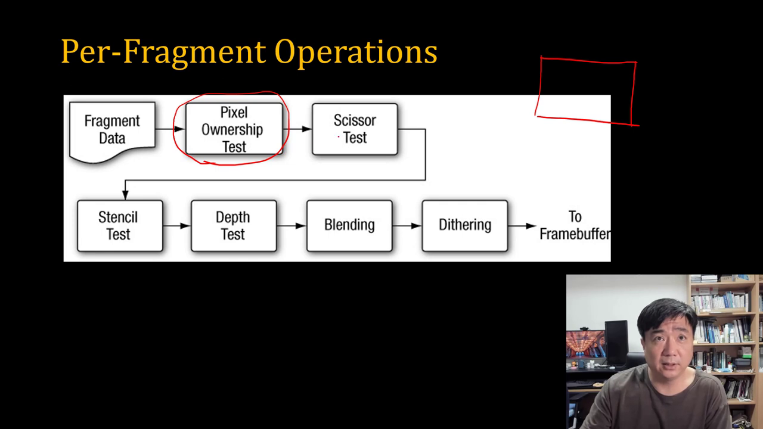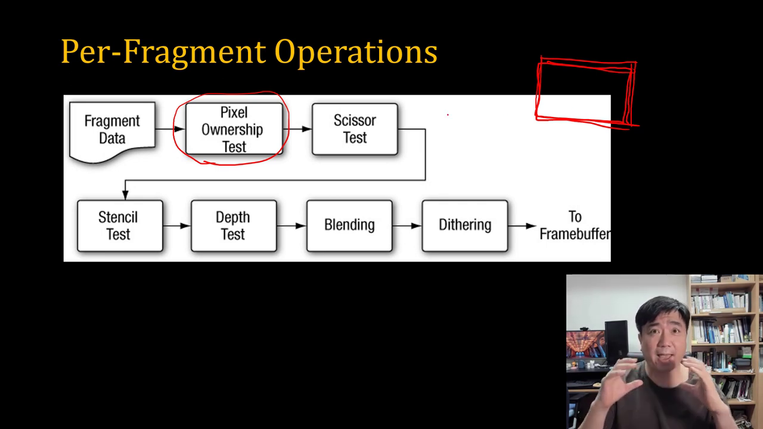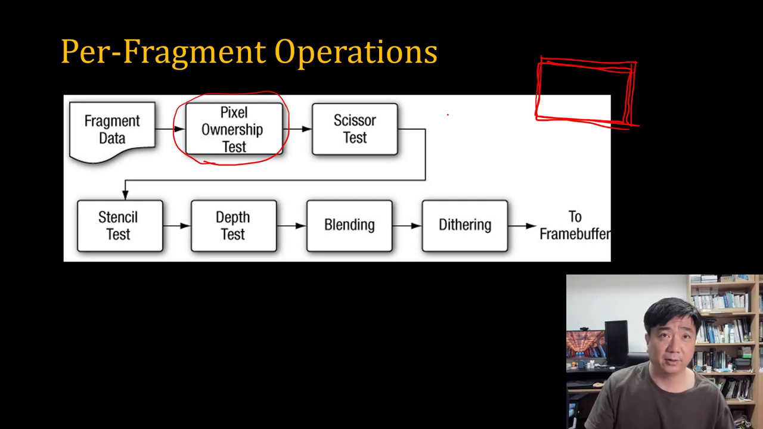Okay. Next is the scissoring test. For the scissoring test, we define a scissoring rectangle. Then only the inside of this scissoring rectangle will be displayed. So we can control the drawing area, a partial area.